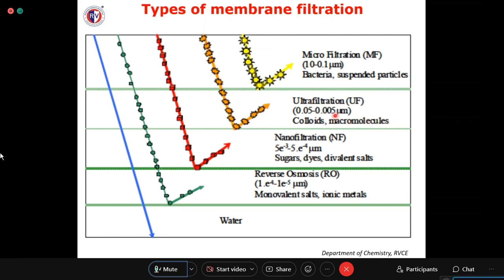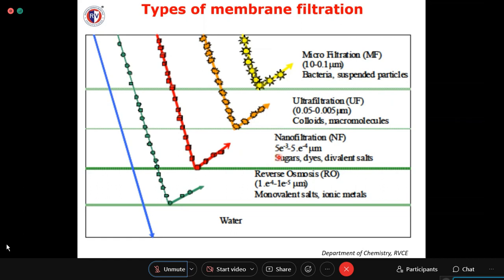And the next type of membrane is called an ultrafiltration membrane. Here you can filter even smaller particles, like 0.05 to 0.005 micrometer size particles such as colloids and macromolecules, right? This kind of filtration is called ultrafiltration, and the membrane used here is called an ultrafiltration membrane. This is just for your information. Then the next type of filtration membrane is the nanofiltration membrane.